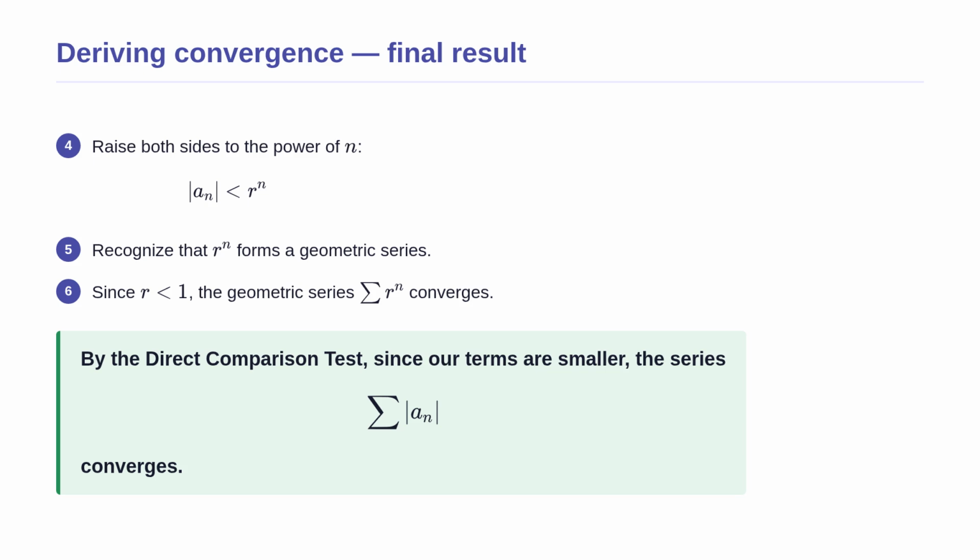The expression r to the power of n represents the exact terms of a geometric series. Since we specifically chose r to be less than 1, we know for an absolute fact that this geometric series converges. Because our terms are always smaller than the terms of a convergent geometric series, our series must also converge. This completes the proof for the first case.